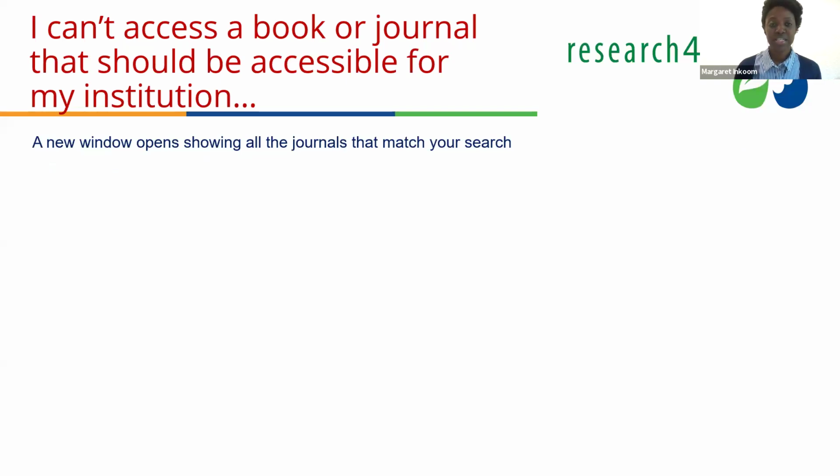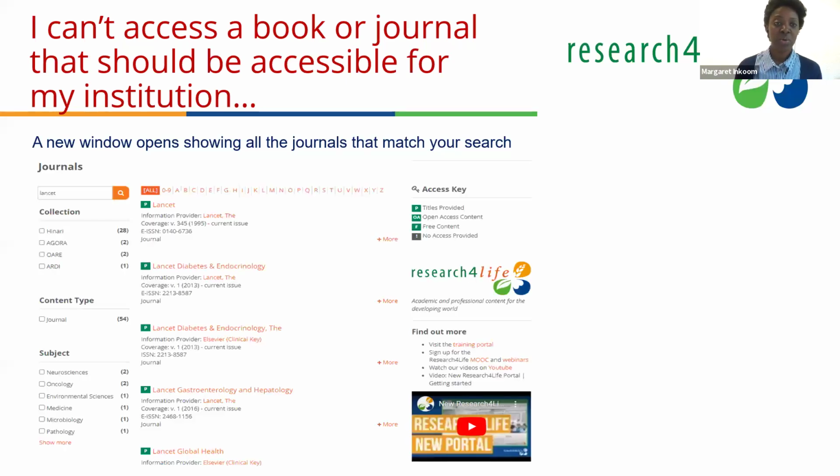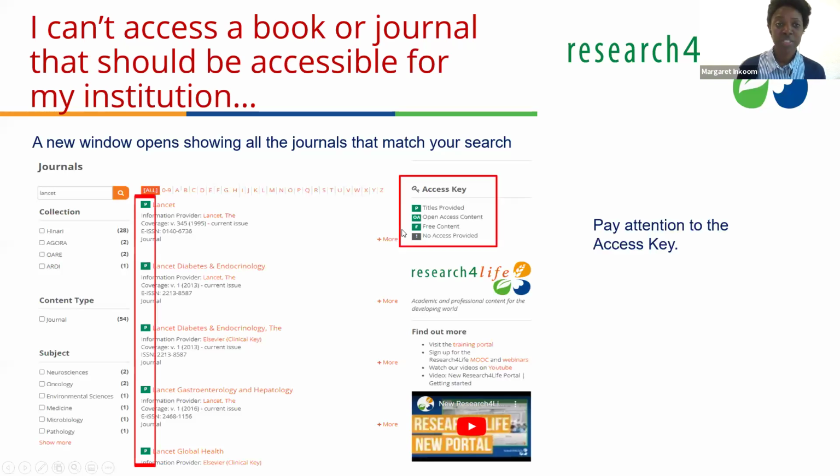Once you've identified the content that you are interested in, we would like to remind you to pay attention to the access key, which will indicate which content is provided by that publisher, or which one is open access, which one is free, or the ones that are just not accessible at all. So the access key should give you an indication of what is available.